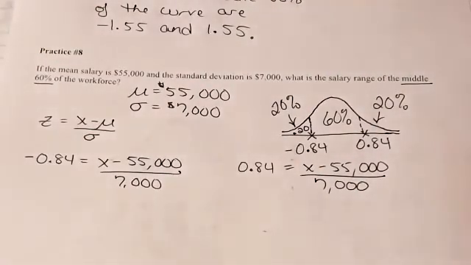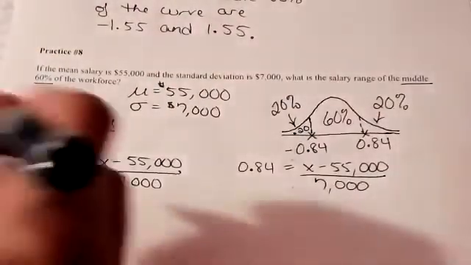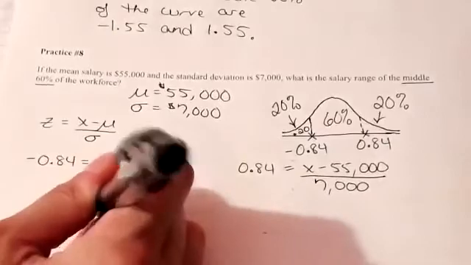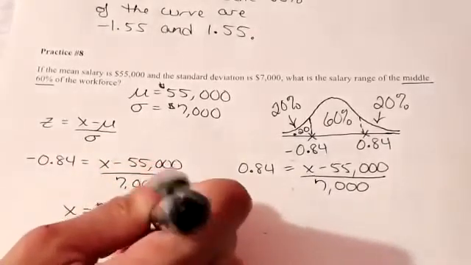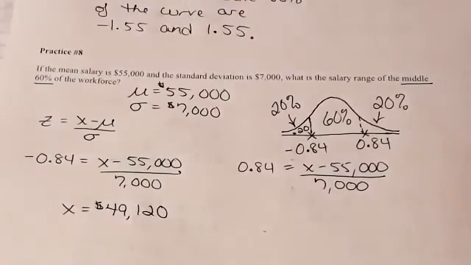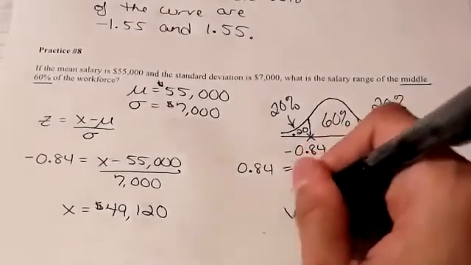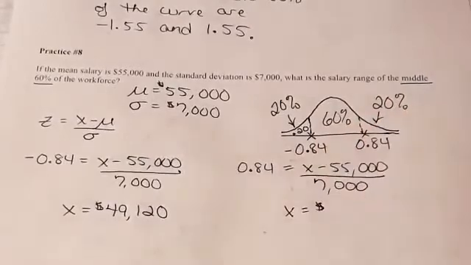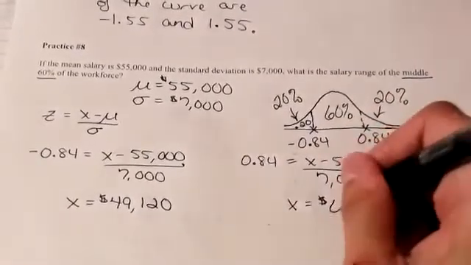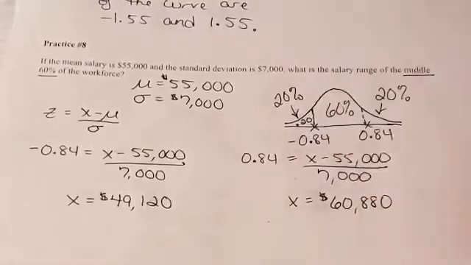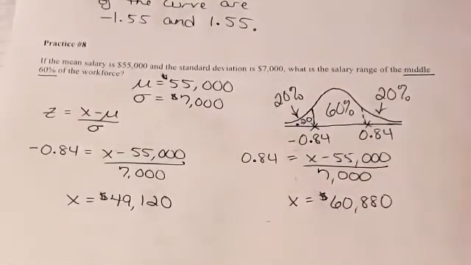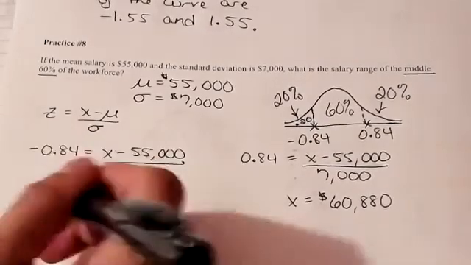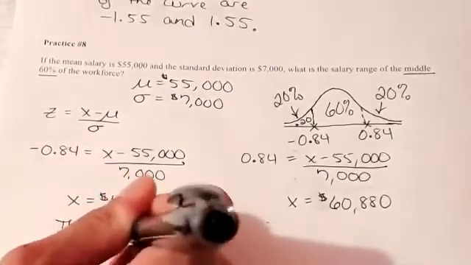Would you shout out the lower bound of your salary? I got it. What did you get? 49,120. Yes, so x is 49,120 when we solve. Beautiful. Does anyone have the upper bound? I also had that. No, go for it. 60,880. Yes, perfect. Once you do the math, you should get 49,120 with the upper being 60,880.